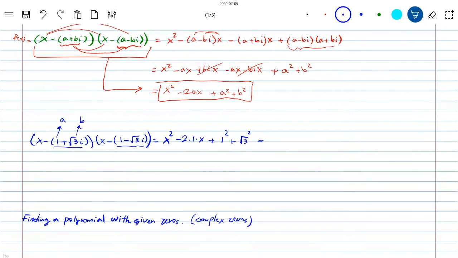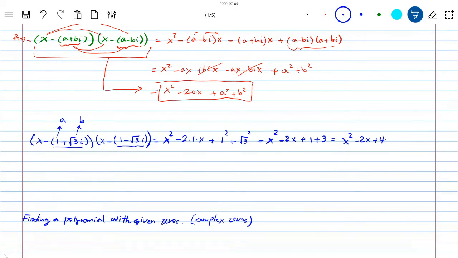If you go through the distributing, you still get the same result. So this is just a shortcut to the procedure. So you'll get x squared minus 2x plus 1 plus 3, simply x squared minus 2x plus 4.